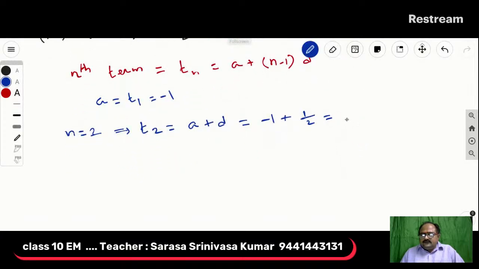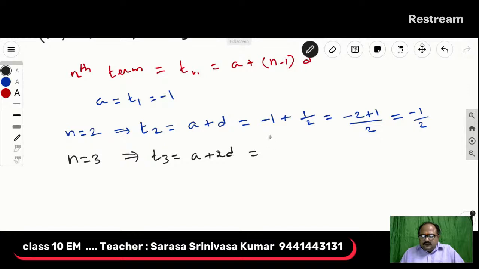So we can write this step, minus 2 plus 1 by 2, this is equal to minus 1 by 2. When n equal to 3, we find T3. T3 equal to a plus 2d. This is equal to a is minus 1 and d is 1 by 2. So minus 1 plus 2 multiplied by 1 by 2.